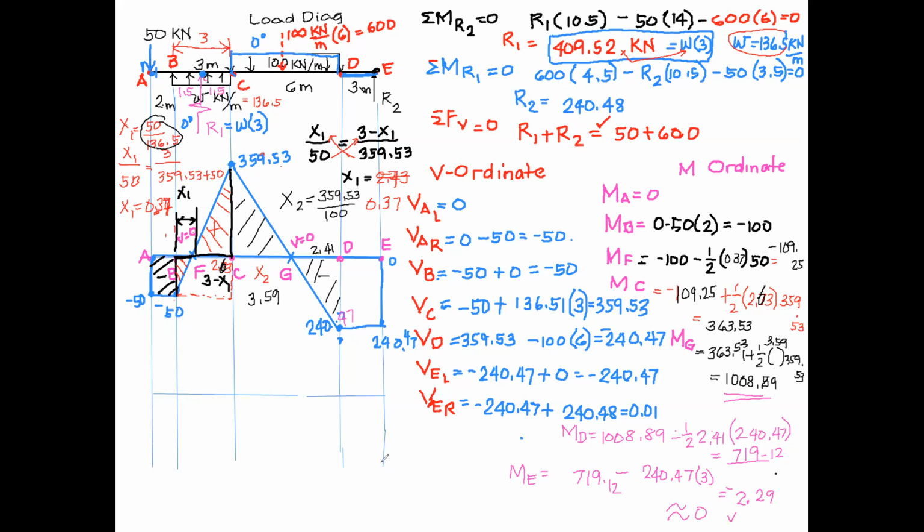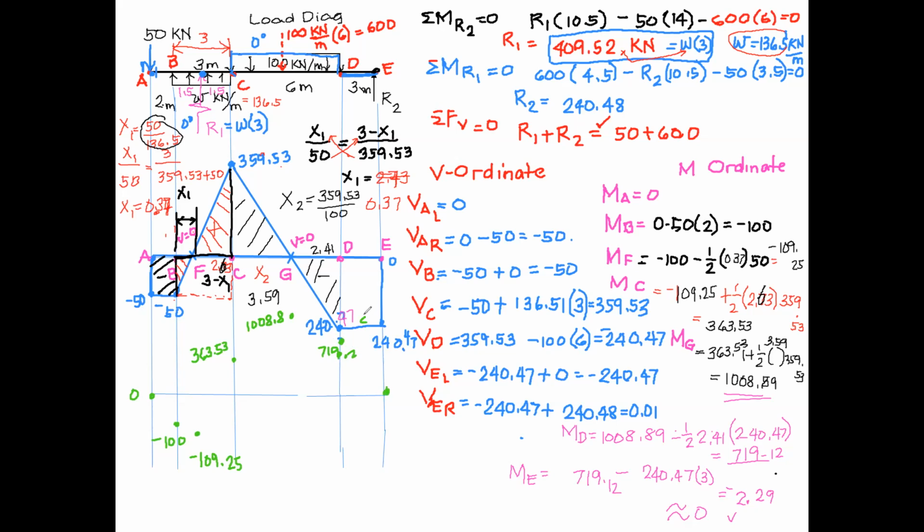Okay, then we plot. We start with 0. Zero, negative 100. Okay, tapos sa F, negative 109.25. When I go to C, 363.53, but G is the largest, taas, 1,008.89. Then D is 719.12. And then almost 0.